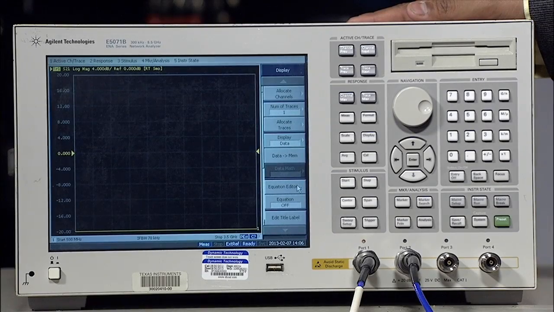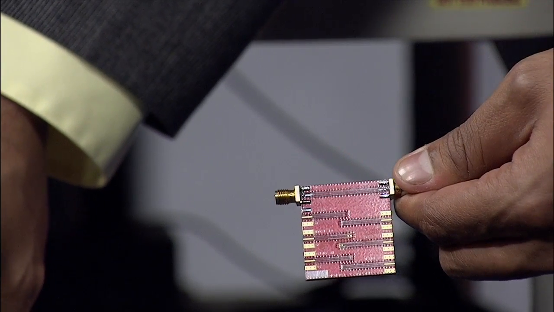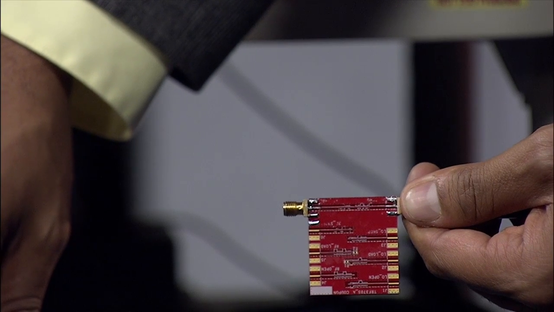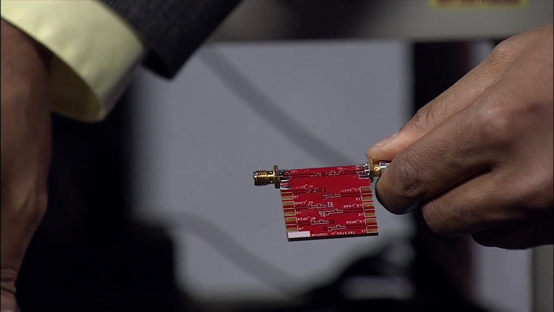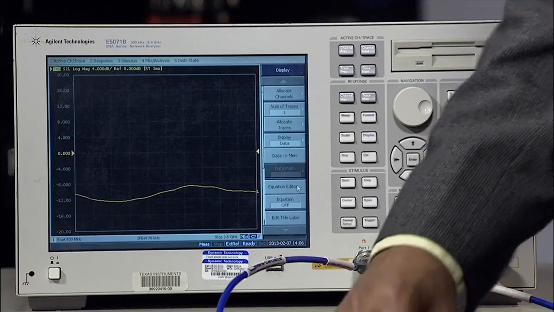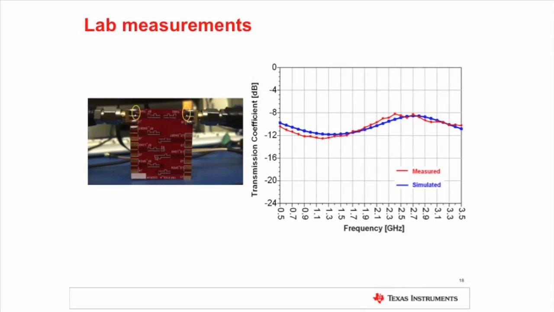This is a network analyzer, which measures reflection and transmission coefficients. Here is the evaluation board with a simulated 50 ohm transmission line, and 30 ohm resistors are placed intentionally at input and output. Let's see the transmission coefficient of this transmission line. And you can see the transmission coefficient shows a rippled behavior. This slide shows the comparison of the measured and the simulated transmission coefficients.